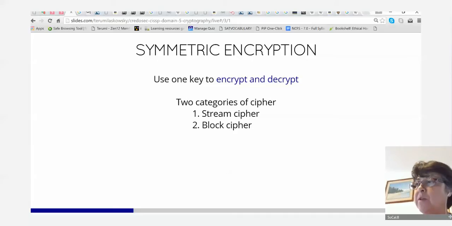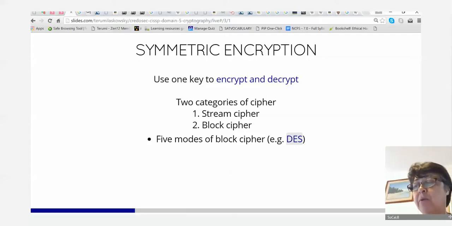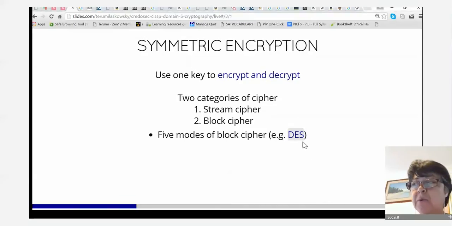Anyhow, there are 5 modes of block cipher. As an example, DES, the Data Encryption Standard, or Data Encryption Algorithm, DEA, is a type of symmetric encryption. What you need to know for the exam is the 5 modes of block cipher. In fact, in your book there's a table that has all 5 modes. So let me show you what that looks like.